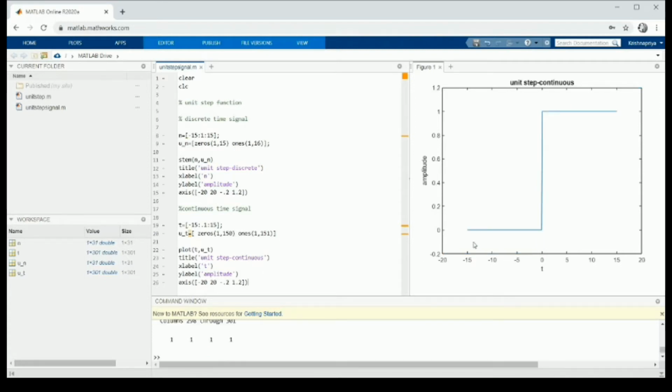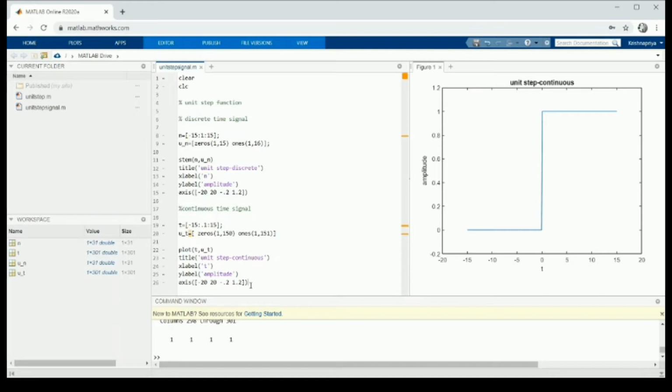So here you can see clearly from minus 15 to minus 0.1, it's not in 0. There is a slight slanting for the line. From 0 it is 1, and before 0, that is minus 0.1, which is closely near to 0, the value is 0, and from 0 to 15 the value is 1. So here we obtain the graph for unit step signal, both in discrete and continuous cases.